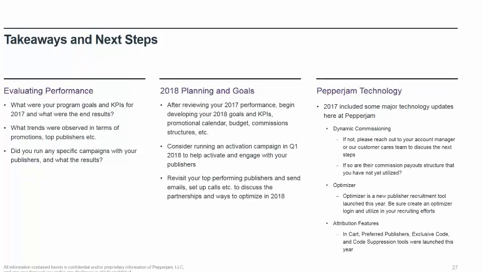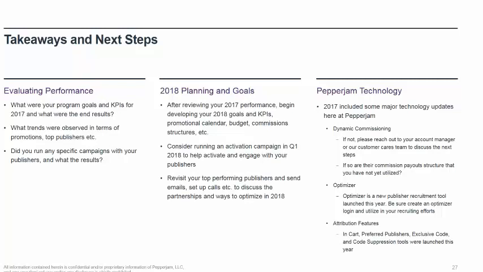So a few takeaways and next steps that you can take a look at as you're going into the new year. Evaluating your performance, so taking a look at what your program's goals and KPIs were for 2017 and calculating your end results. And then taking a look at the different trends that you observed in terms of promotions or maybe top publishers and things like that as well. And taking a look at whether you ran any specific campaigns with publishers and what those results were, so you can better align your promotional calendar for the upcoming year.